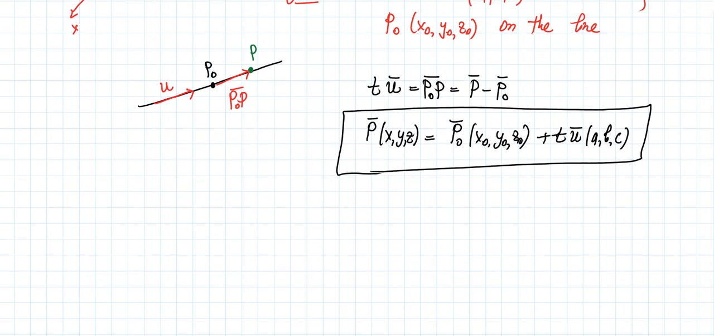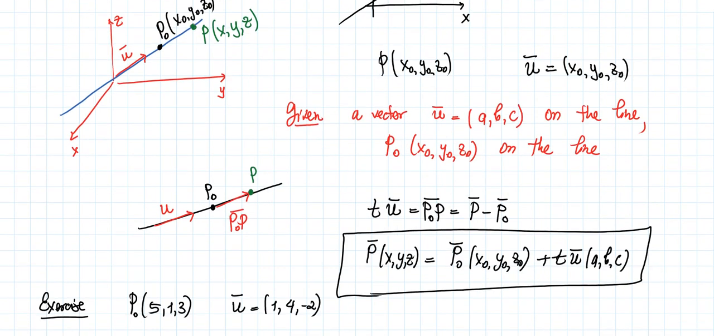Let's do an exercise in order to understand what it means. So let's say we are given a line, and we know a point on this line with the components 5, 1, and 3. At the same time, we know that this line is parallel to the vector U with the components 1, 4, and minus 2. We need to create the equation of the line. So this line is parallel to some vector U, and we also know a point on this line.